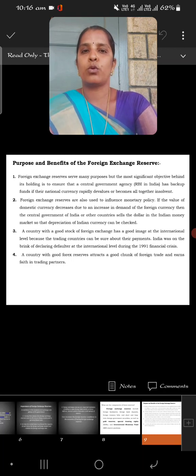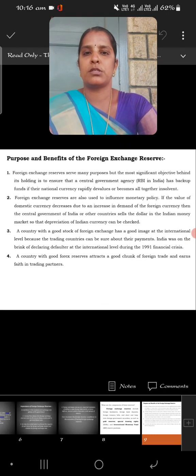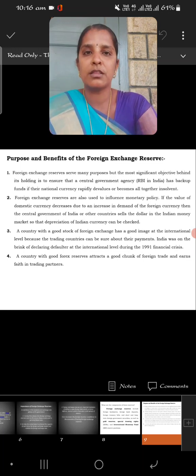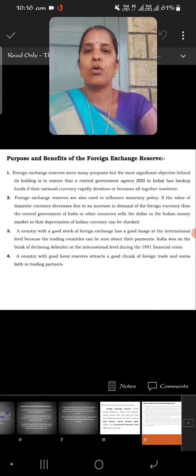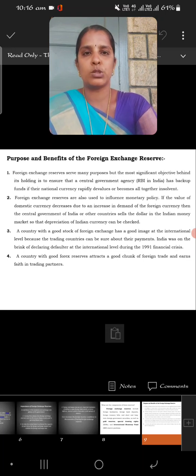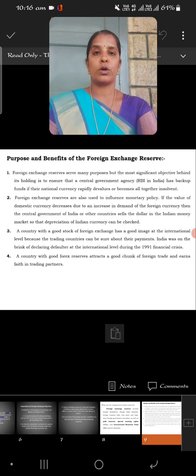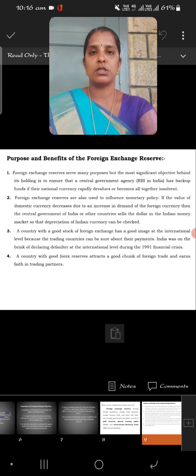What benefits are we going to enjoy from foreign exchange reserves? First, foreign exchange reserves serve many purposes, with the objective to hold and ensure money for the central government, that is the RBI in India. Second, foreign exchange reserves are also used to influence monetary policy. To sustain the economy, there are two main policies: monetary policy and fiscal policy. Monetary policy comes under the bank rate policy, controlled by the bank, that is cash reserve ratio, repo rate and reverse repo rate.